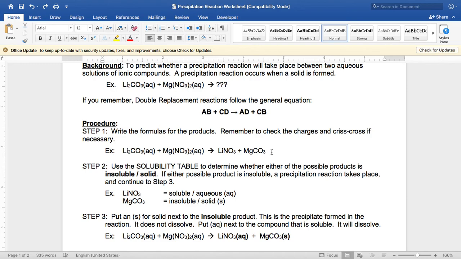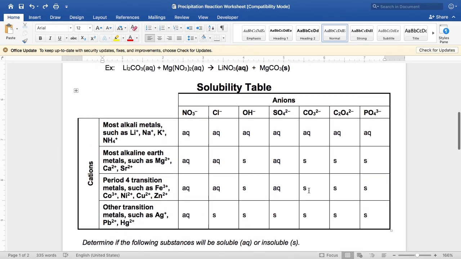This is our double replacement reaction. But we started with two aqueous solutions. Let's see which one of these forms a solid. So in step 2, you're going to use the solubility table to determine whether either of the possible products is insoluble or solid. If either possible product is insoluble, a precipitation reaction takes place, and we're going to continue on to step 3. So here is our solubility table.